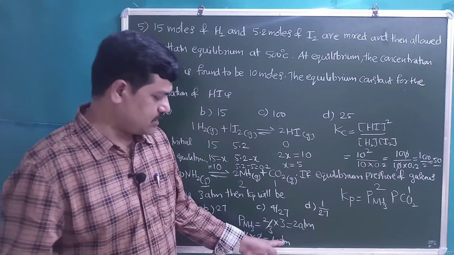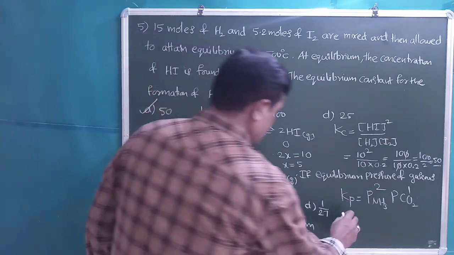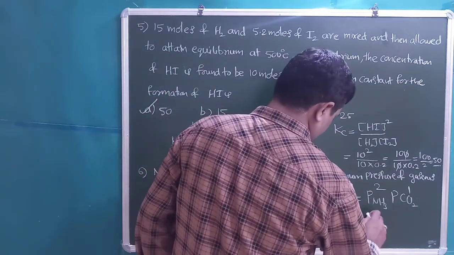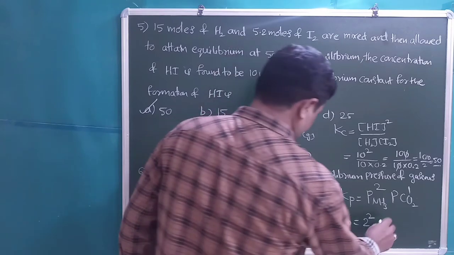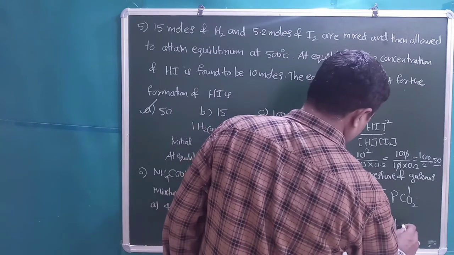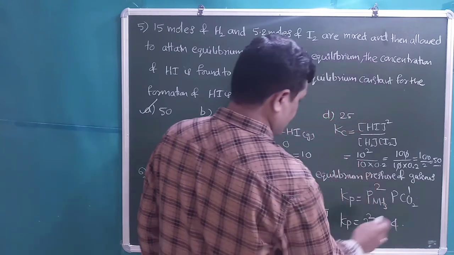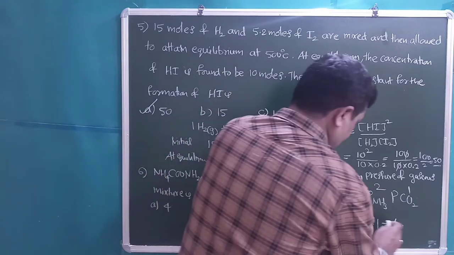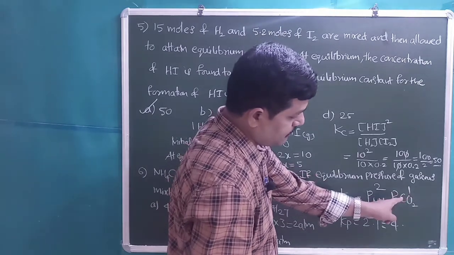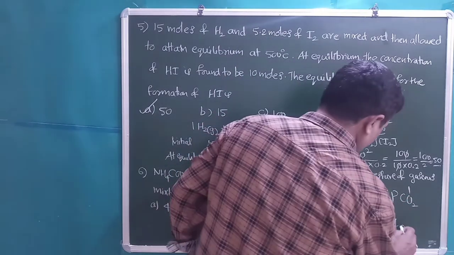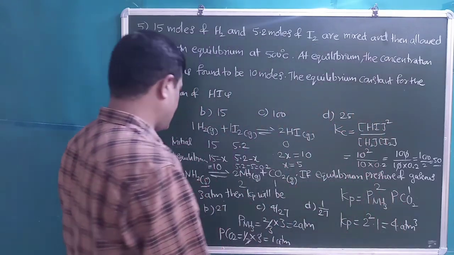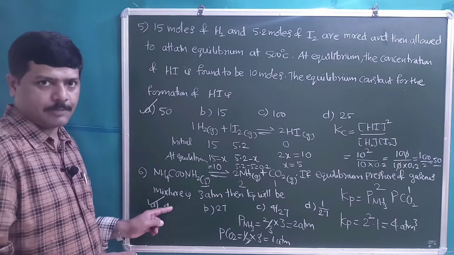Then let us substitute these values in the Kp expression. Kp is equal to the partial pressure of ammonia, 2 squared, times the partial pressure of CO2, 1. 2 squared is 4, 4 into 1 is 4. So we are getting 4 as the Kp value. And what are the units? Here the 2 squared is pressure squared, that is atmosphere squared, and PCO2 is atmosphere. So atmosphere to the power 3 are the units, and the Kp value is 4, which is given in option A. So option A is correct.